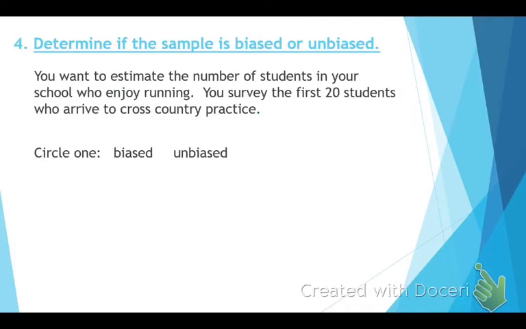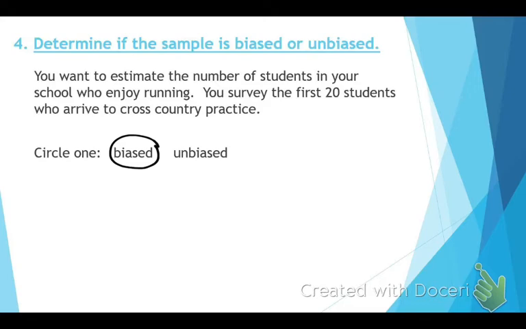All right, so we just talked about a biased sample is not a good one, and unbiased is. So you want to estimate the number of students in your school who enjoy running. You survey the first 20 students who arrive to cross-country practice. Let me know if that is biased or unbiased. Most of the people I saw said that that was biased. Raise your hand if you can tell me, why would this be considered a biased sample? Gavin.